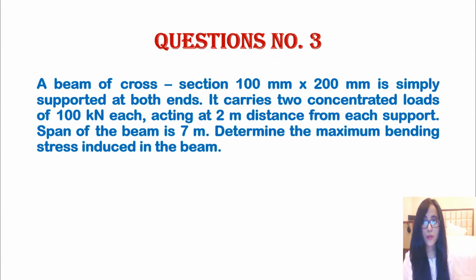Let us solve the third numerical. A beam of cross section 100 mm into 200 mm is simply supported at both ends. It carries two concentrated loads of 100 kN each, acting at 2 meter distance from each support. Span of the beam is 7 meter. Determine maximum bending stress induced in the beam. So let us see how we can solve this numerical.